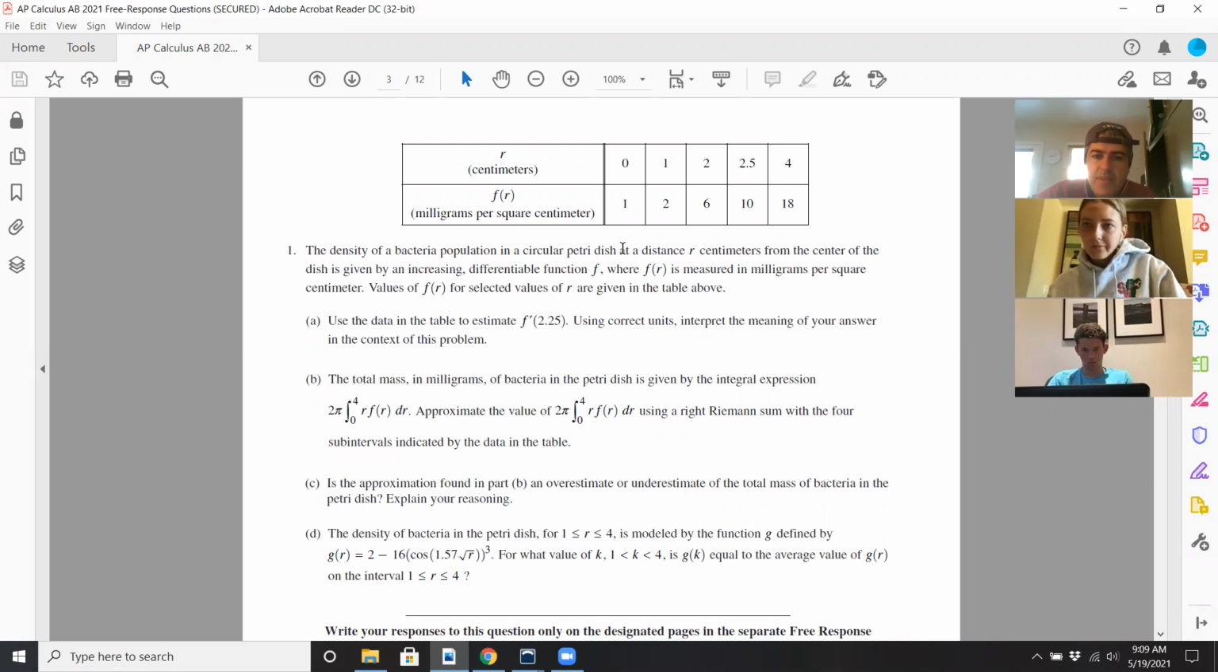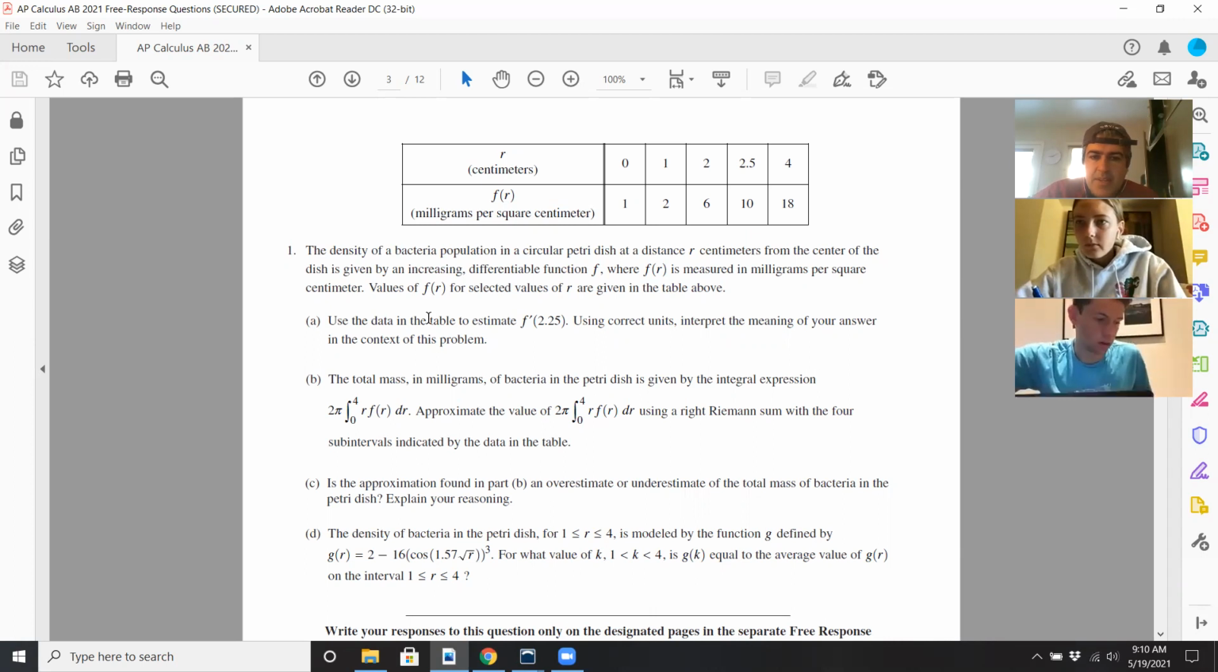Values of F of R for selected values of R are given in the table above. Okay. So apparently, if you're right at the center, then there's 1 milligram per square centimeter. And when R gets bigger, the F of R gets bigger too, because it has a bigger density. Well, that's just how it looks.